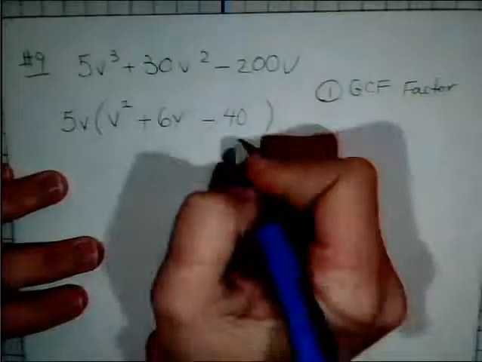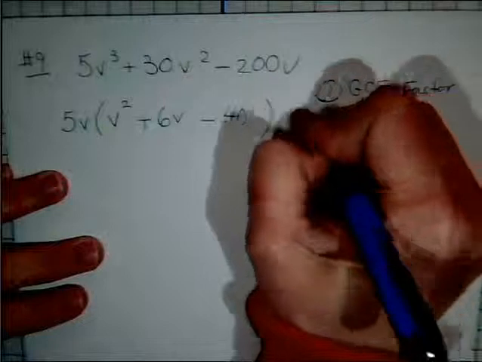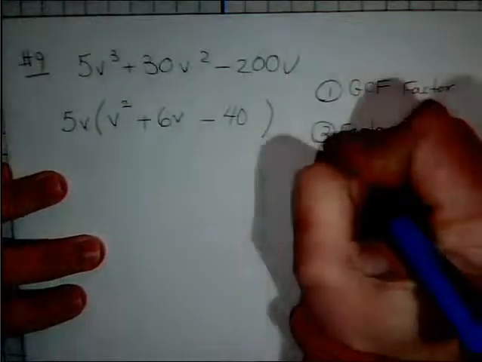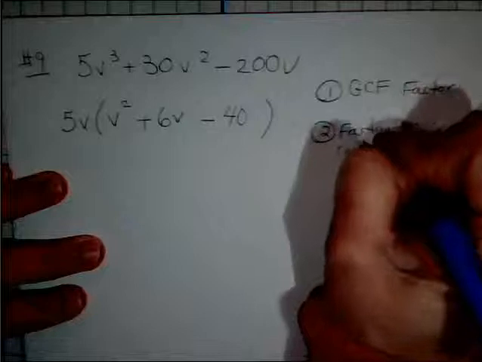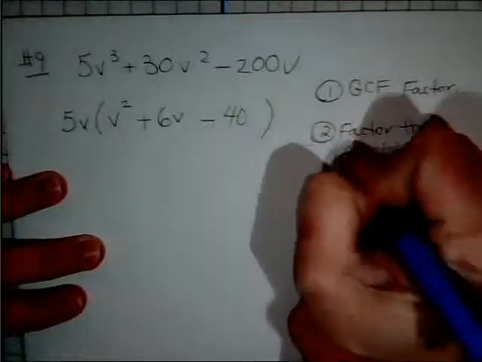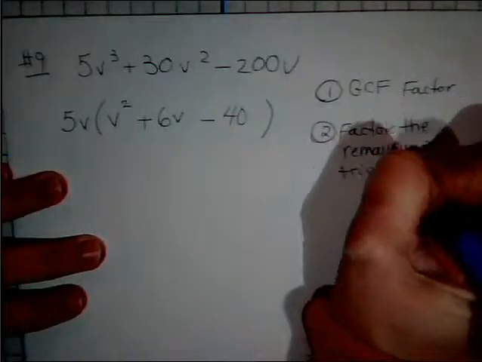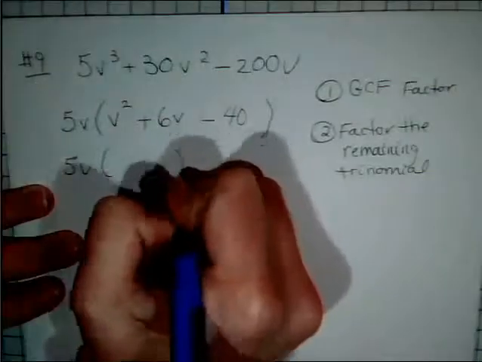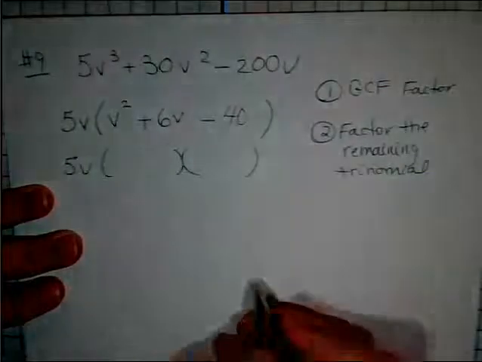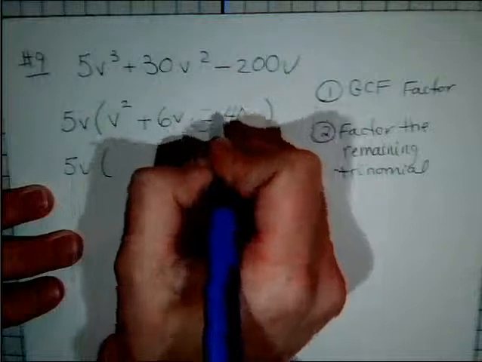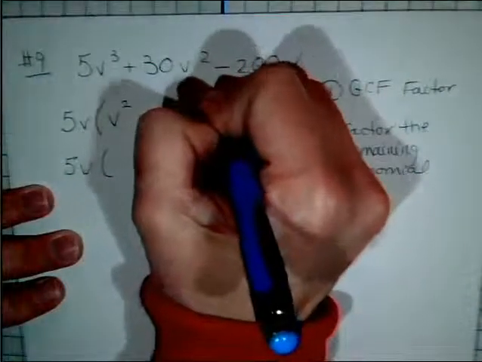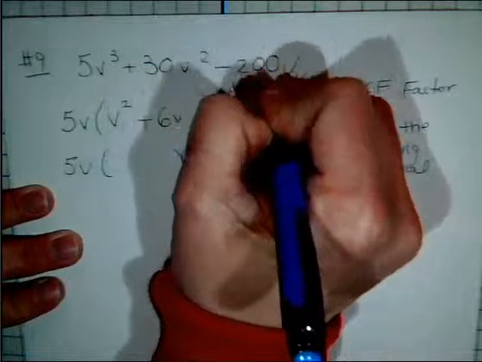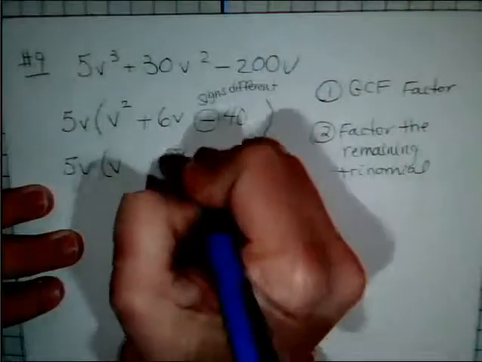So now we're going to take a look and we're going to factor the remaining trinomial. So this 5v is just going to hang out front, and then we're going to look at the factors. Well, this right here tells me that the signs have to be different. And so we'll have a v and a v.